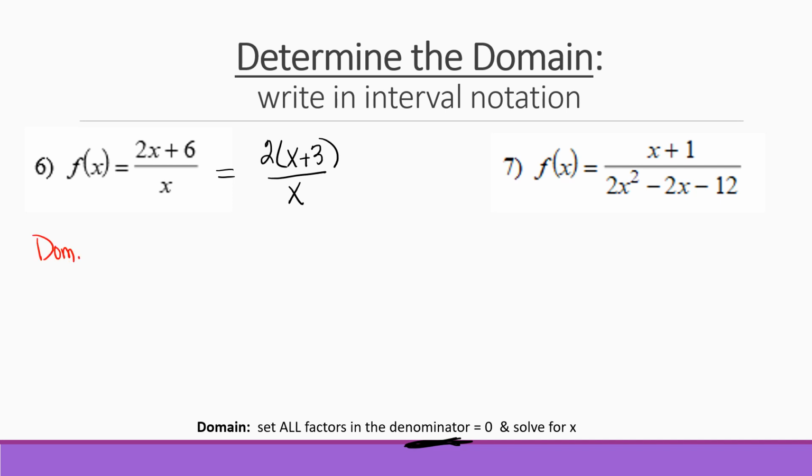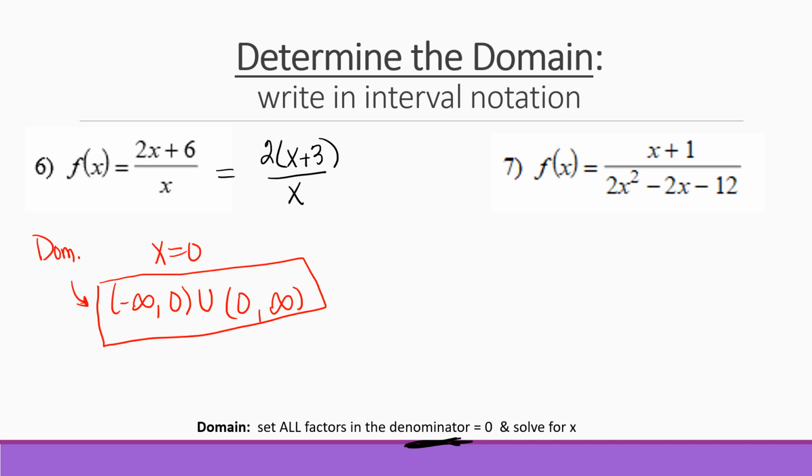So here's my domain. Set all of my factors in the denominator equal to 0 and then solve. Right now x just equals 0. That means I can write my domain from negative infinity to this value, union that value to positive infinity. Remember, this is the value that's going to be an excluded value. We can't include it. If I substitute a 0 for the denominator, it makes the entire function undefined. So there's our domain written in interval notation.